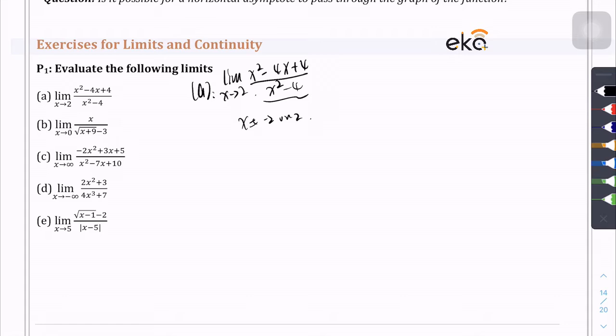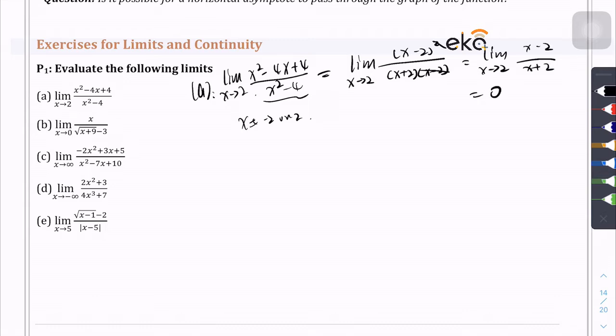But we can manipulate this function. The limit as x approaches 2: x squared minus 4x plus 4 can be written as (x minus 2) squared, over (x plus 2)(x minus 2). Then we cancel this part, which equals the limit as x approaches 2 of (x minus 2) over (x plus 2), which is equal to 0.